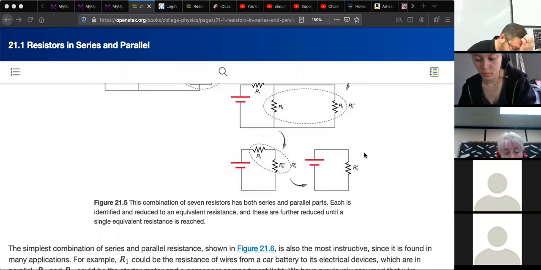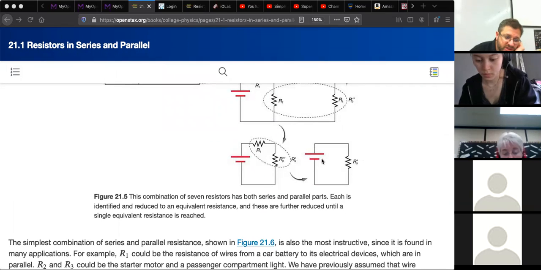Which is quite important, because once you get it down to that 1 resistor, then you can use Ohm's law, which is V equals I times R.